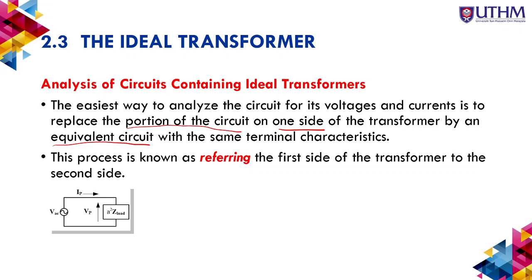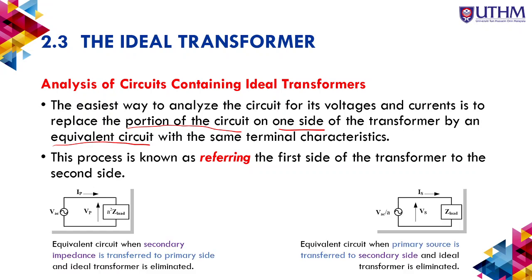Okay, so this one is at the primary side. Equivalent circuit when the secondary impedance is transferred to the primary side. And this one is the equivalent circuit when the primary source is transferred to the secondary side. So there we can see this is Z, right, yes, AZ.